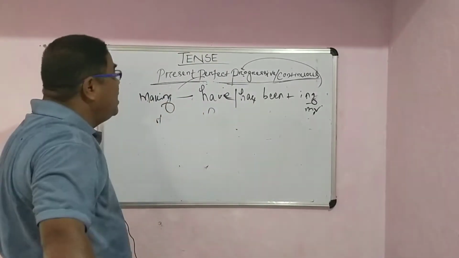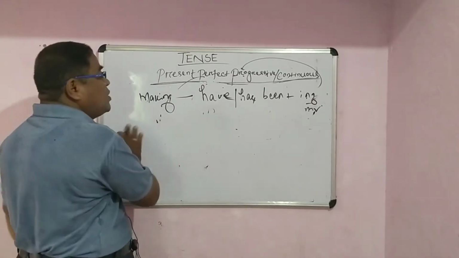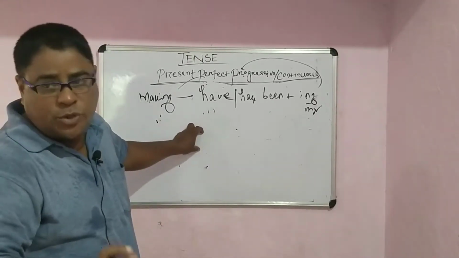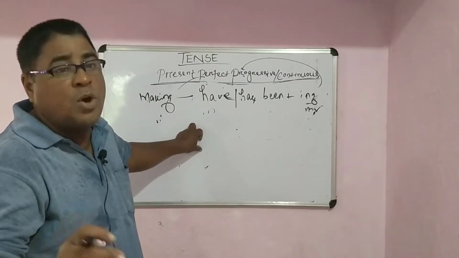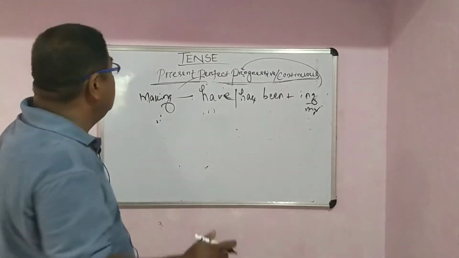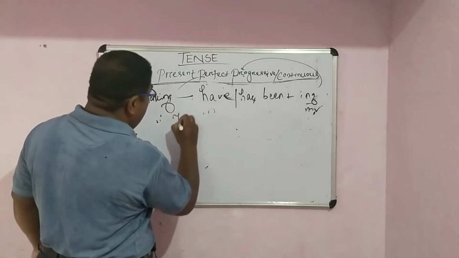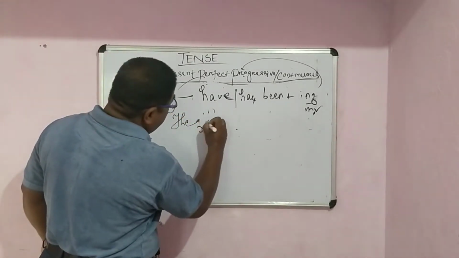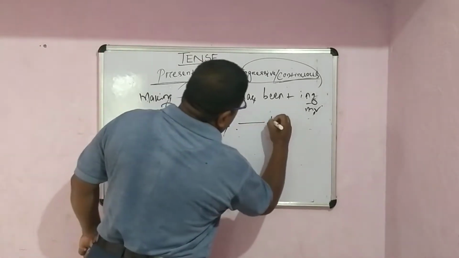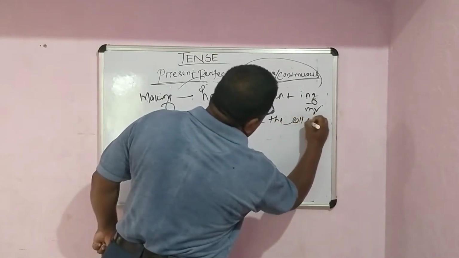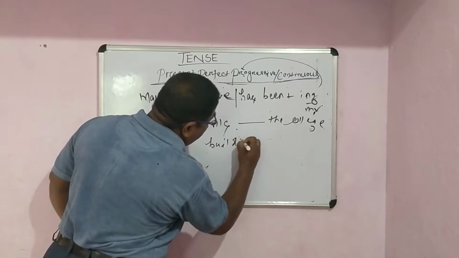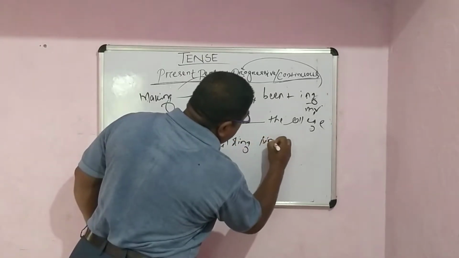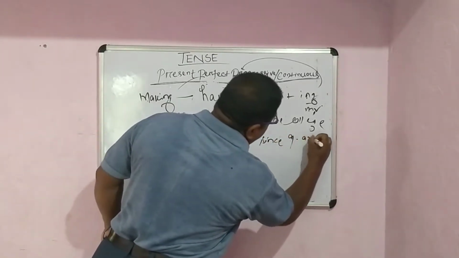Suppose in the competitive examinations, lots of questions come, particularly multiple choice questions. Multiple choice question means choosing the correct answer from the alternatives, just like A, B, C, D. Suppose I say, the girls dash the college, the girls dash the college building since 9 a.m. today.